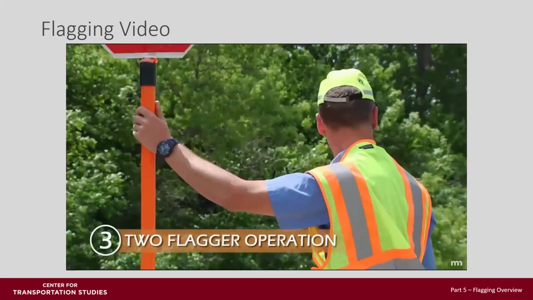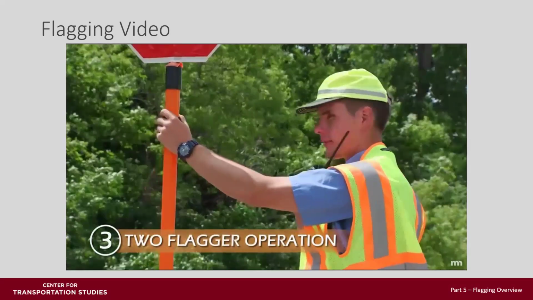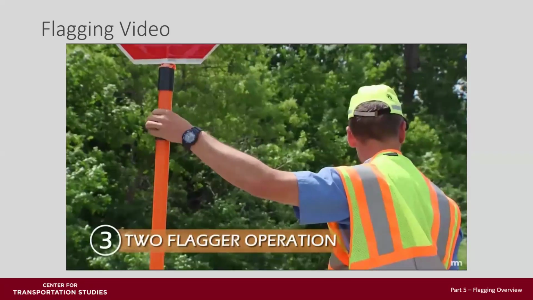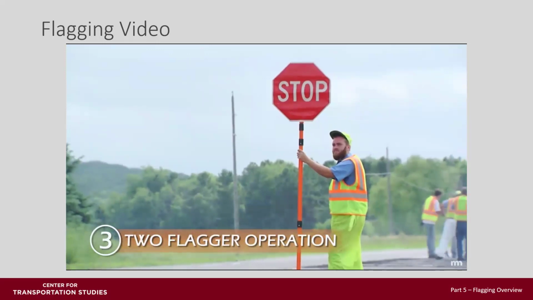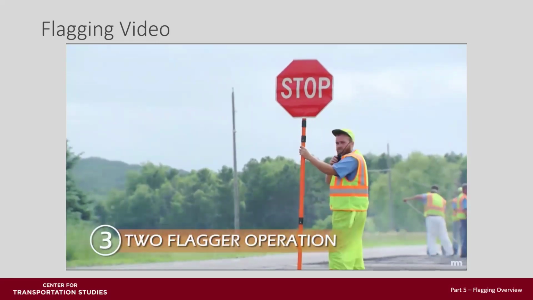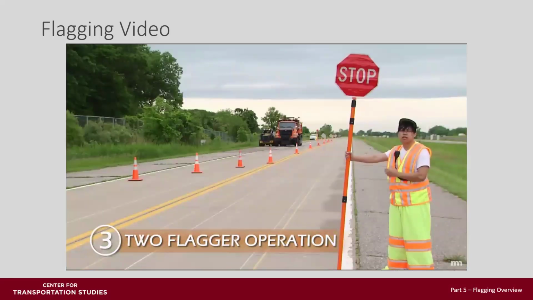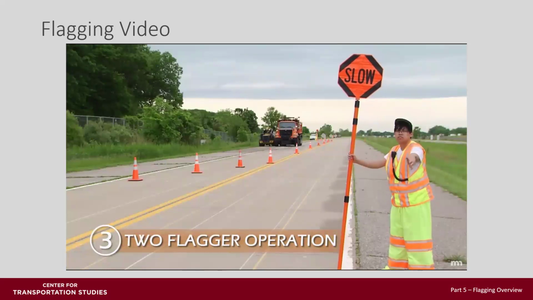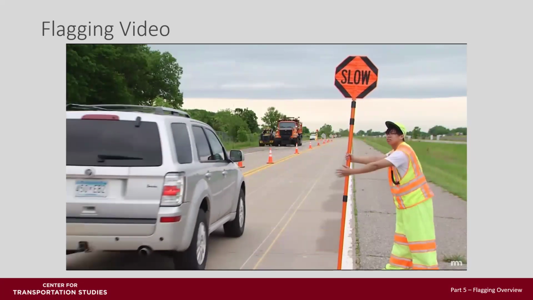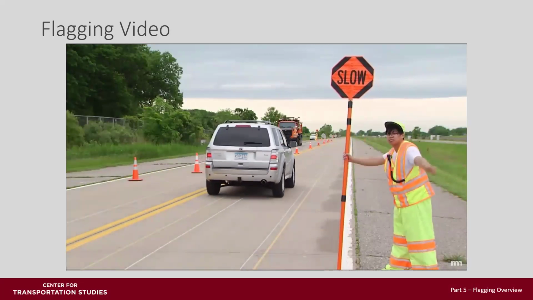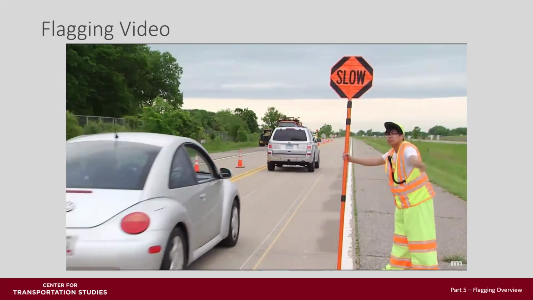The third situation, probably the most common, is the 2-flagger operation. When 2 flaggers are used, they must be able to communicate with one another. This can be done by using radios, which is the preferred method. Other methods include keeping visual contact or using the flag carrying method. In these cases, one flagger is always in charge of the operation.